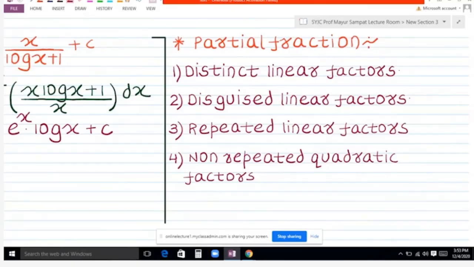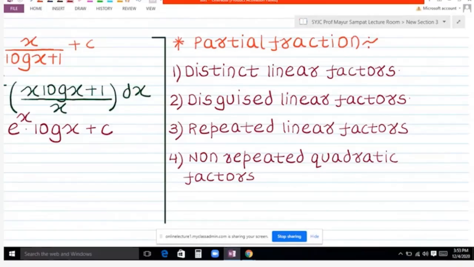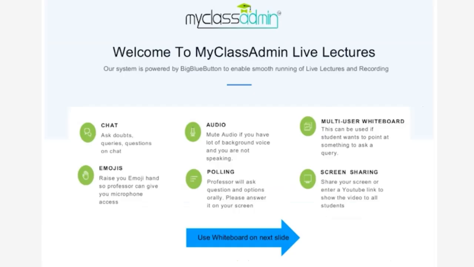So for distinct linear factors, let me stop screen sharing, and you start writing. Distinct linear factors. The meaning of the term distinct is different. Linear means that whenever in the given term the highest power of the variable is 1, it is considered linear. So here you can note whenever in the given denominator.